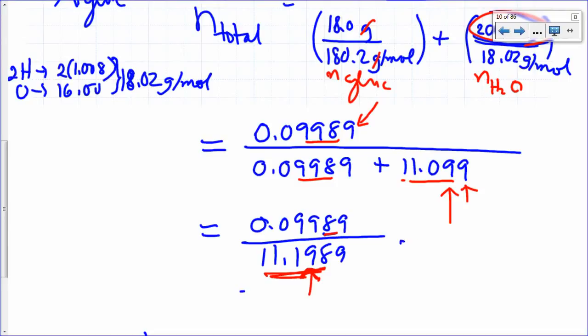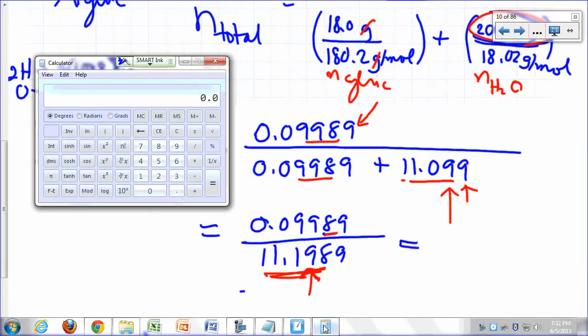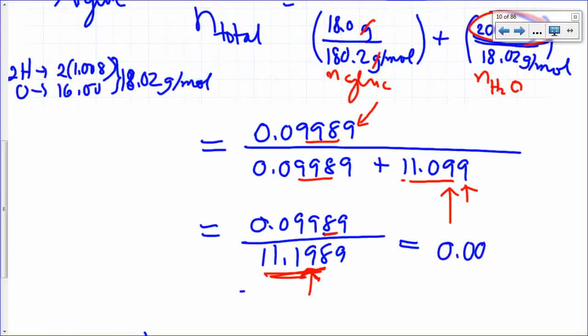So this gives you 0.09989 divided by 11.1989. That gives you 0.00892, 3 sig figs. That's your mole fraction of glucose.